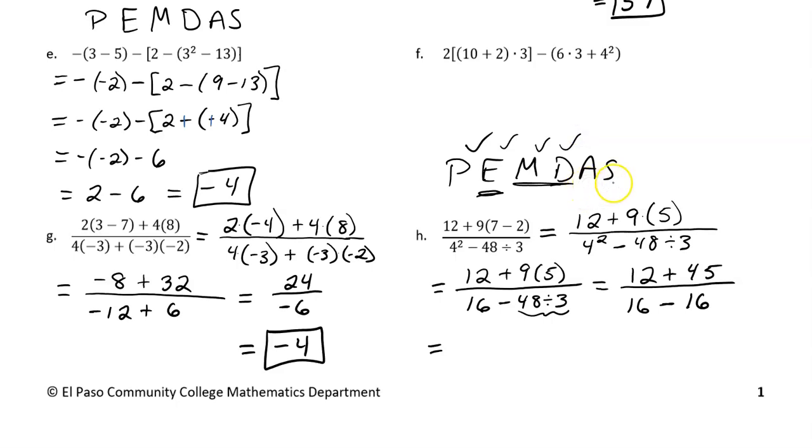Now we go to addition, subtraction. Addition on top, subtraction on the bottom, and then we'll go back and do one more division. So maybe I shouldn't delete that. Shouldn't check that yet. All right, let's see what we get up top. 12 plus 45 gives me a 57. 16 minus 16 gives me a 0.